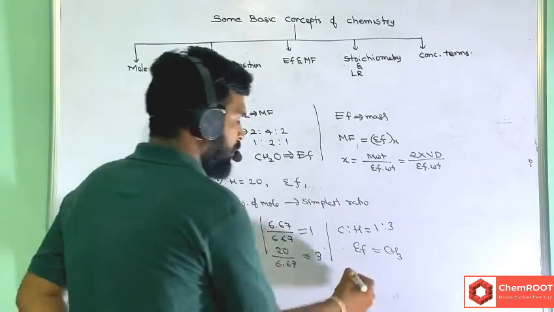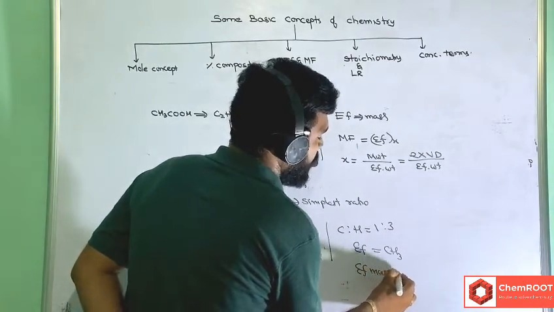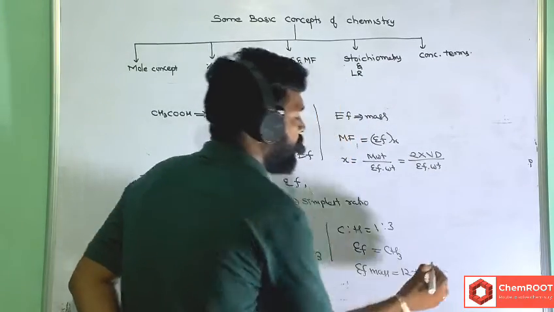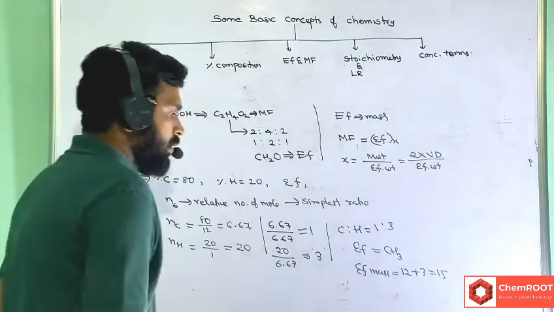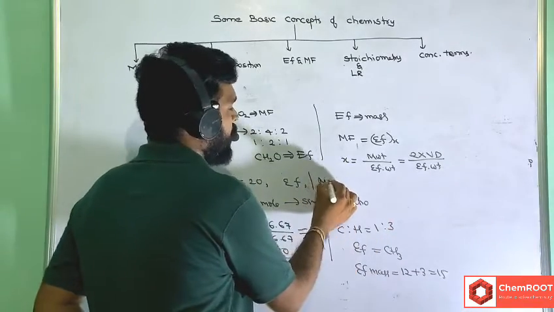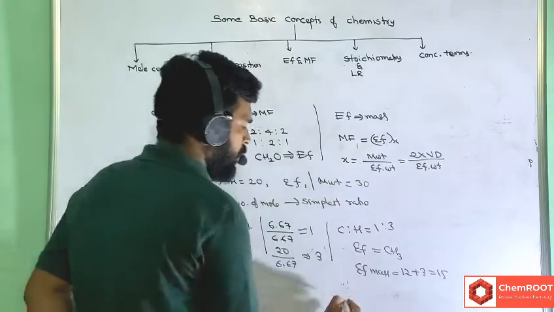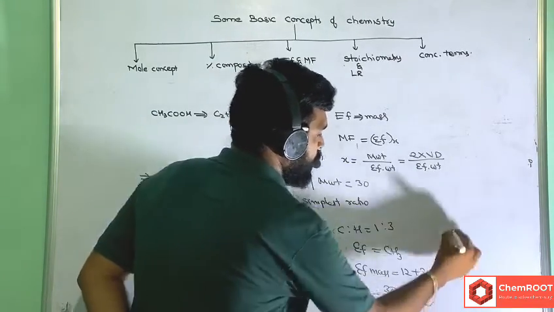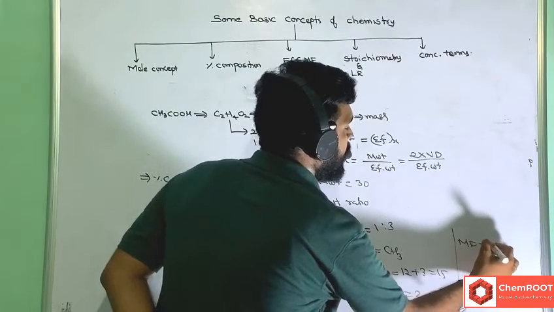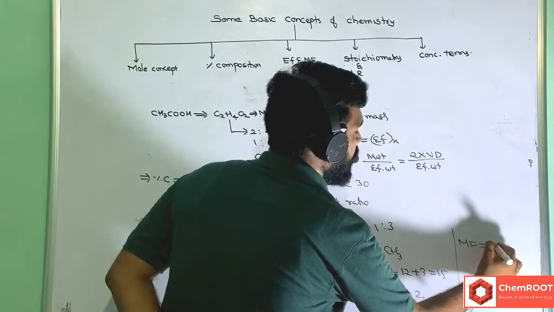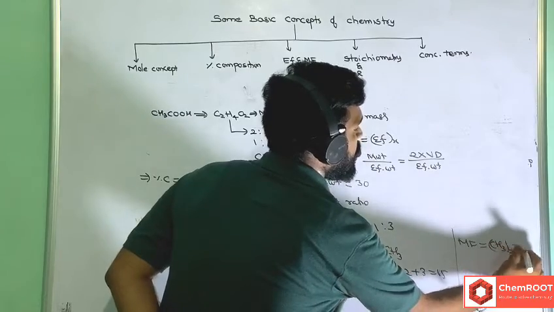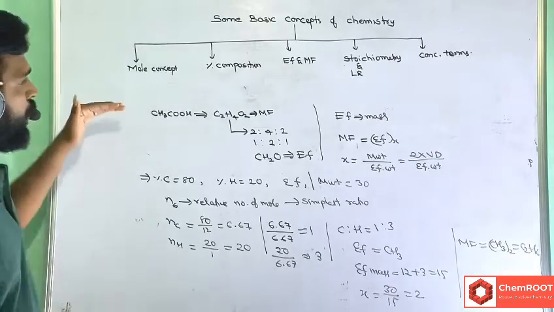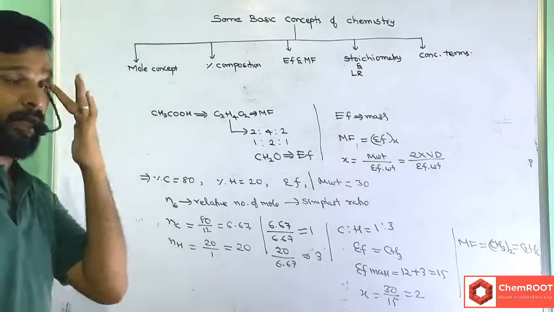Okay. And from this, what will the empirical formula mass be? 1 carbon, 3 hydrogens, that is 15. And if the problem gives the molecular weight, suppose the molecular weight is 30, then we can find the x value: 30 by 15 is 2. So what molecular formula will you get? CH3 two times, so C2H6, ethane. So like this we have to find the empirical formula and molecular formula.